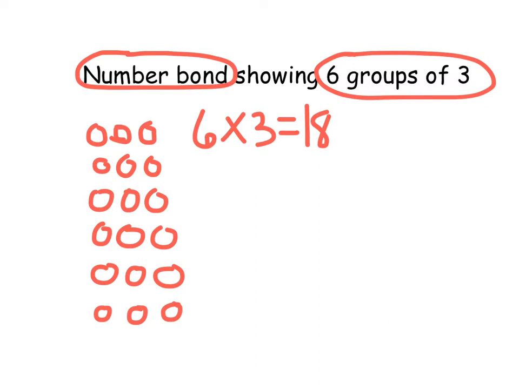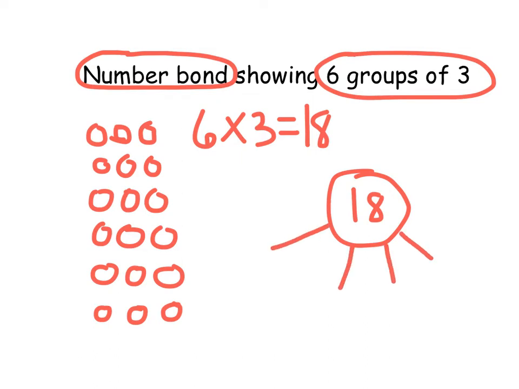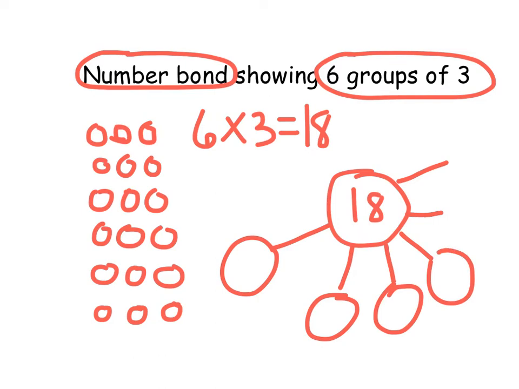My total is 18, and I have 6 groups of. So I'm going to need 6 lines to show my 6 groups. 1, 2, 3, 4, 5, 6. 6 groups of 3. So in each of my red circles, I'm going to write 3.